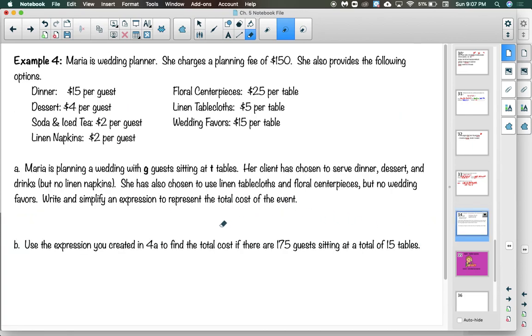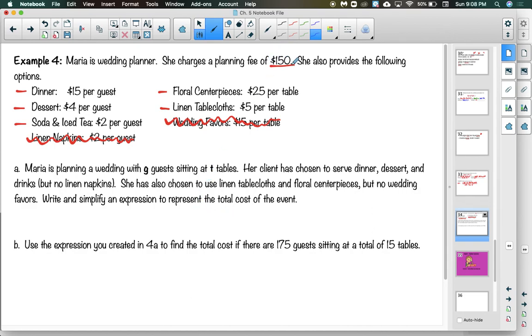Last example here, this is a pretty neat one. Maria is a wedding planner. She charges a planning fee of $150. She also provides the following options. So we've got a whole bunch of options here. Maria is planning a wedding with G guests sitting at T tables. Her client has chosen to serve dinner, dessert, and drinks. So that's soda and iced tea, but no linen napkins. She's also chosen to use linen tablecloths and floral centerpieces, but no wedding favors. So that's what she has chosen.